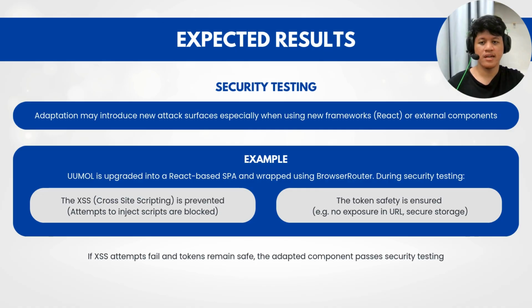In terms of security, adaptation may introduce new attack surfaces, especially when using new frameworks or external components. So that's the reason why we have to run security testing. One example here is if UMOL is upgraded using a React-based SPA or single-page application and wrapped using browser router. During security testing, you have to make sure that cross-site scripting or XSS is prevented, and also the token safety is ensured, so no exposure of sensitive data in the URL, and also secure storage. If XSS attempts fail and token remains safe, the adapted component passes security testing. If not, then we have to make changes and run the test again.